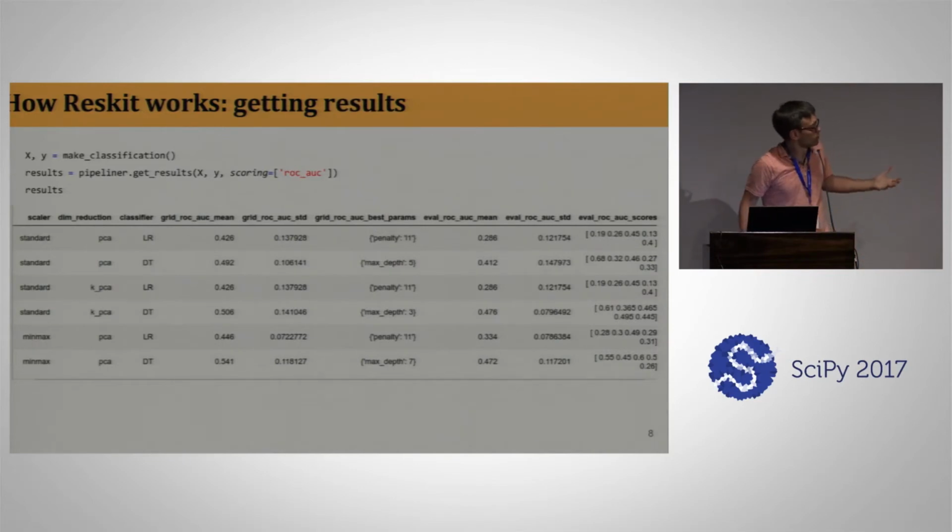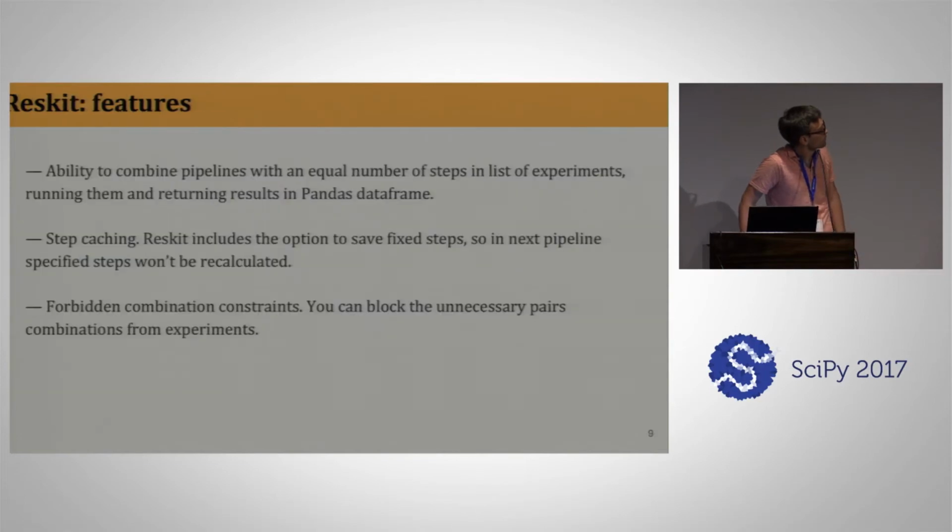So, if you want to find the best combination of data transformations, predictive models, or something else, depending on your needs. What are the features? These two examples show that Reskit allows you to automatically construct pipelines if you provide keys of the pipelines, and if you have a fixed number of steps and different variations for each step, it allows you to construct these pipelines as I just showed. Also, it has a feature of step caching.